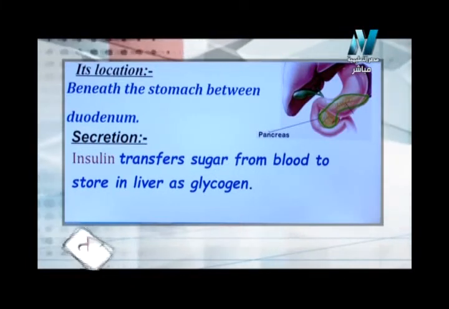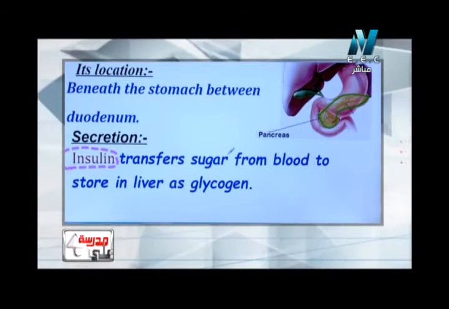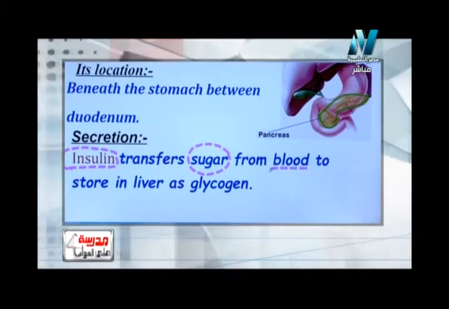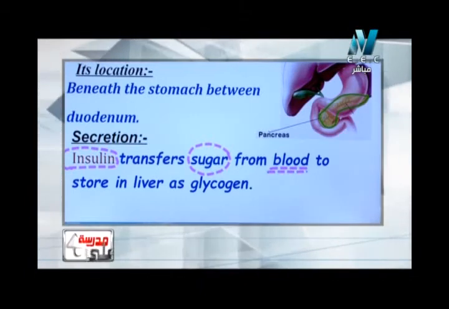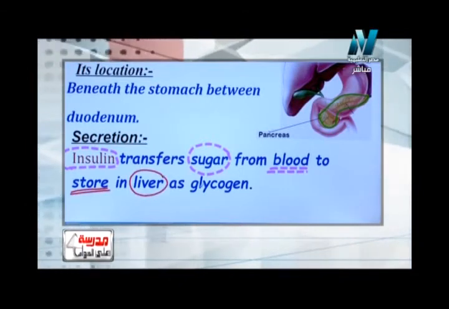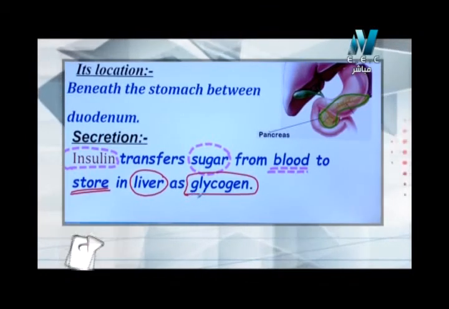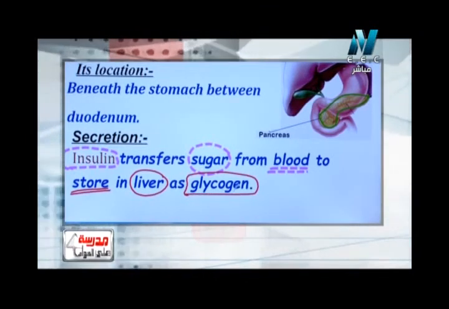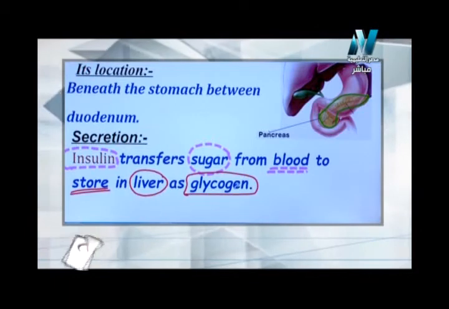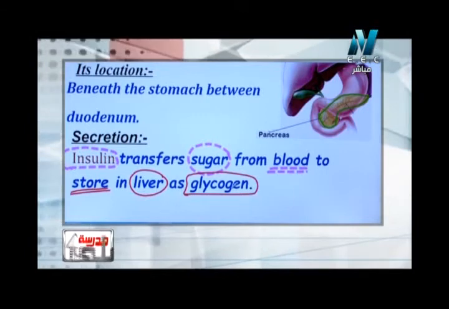يبقى الفانكشن، فايدة الانسولين هرمون ان هو بينقل sugar or glucose، بينقله منين؟ from blood، بينقل السكر من الدم عشان يتخزن to store in liver as glycogen. Glycogen is a type from sugar or carbohydrate، نوع من انواع الكربوهيدرات. We will study this glycogen in first secondary in biology، هتاخدوها في اولى ثانوي في البيولوجي.